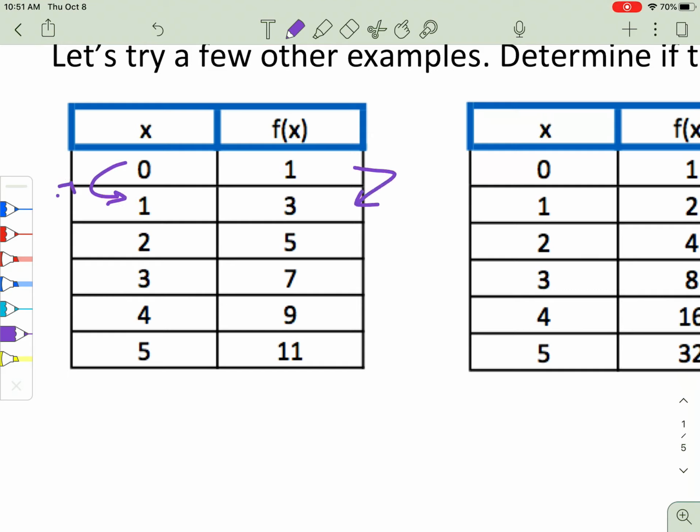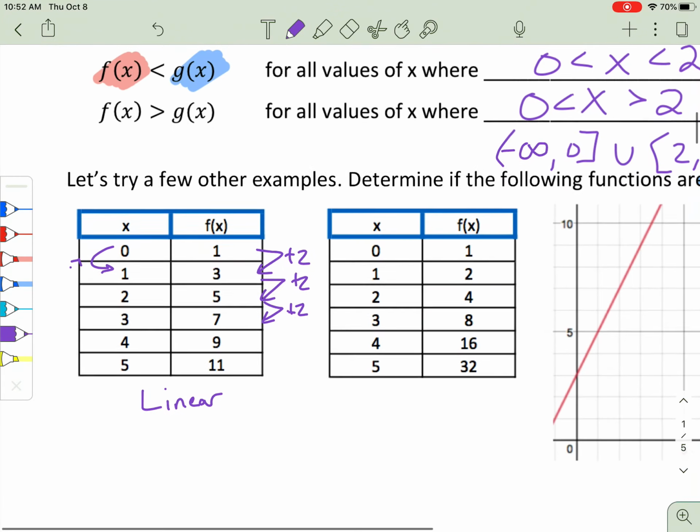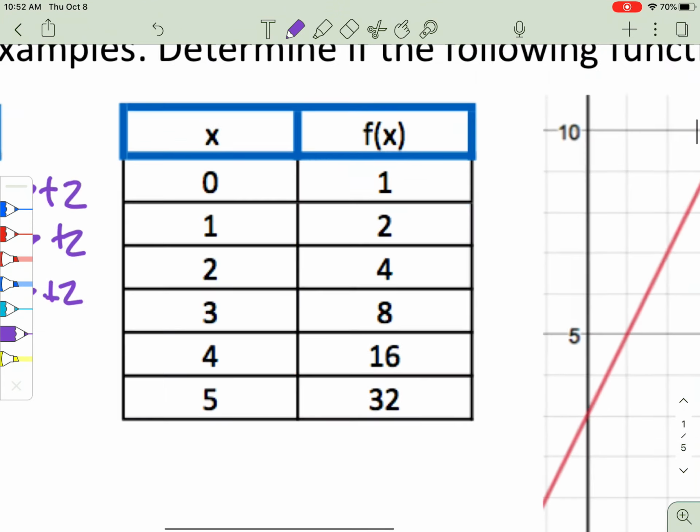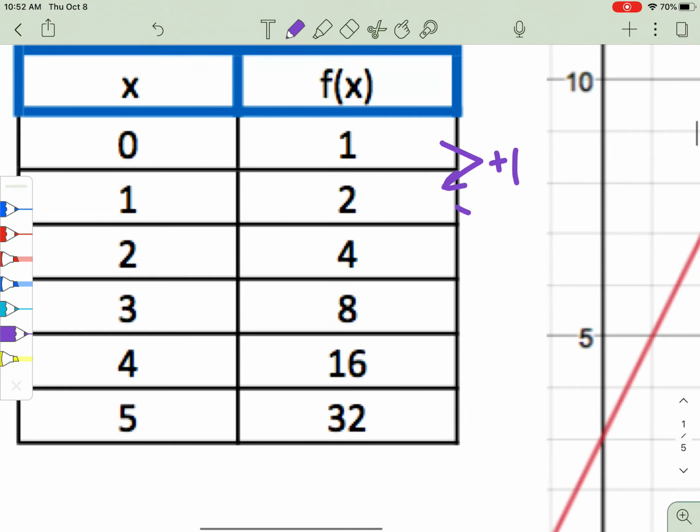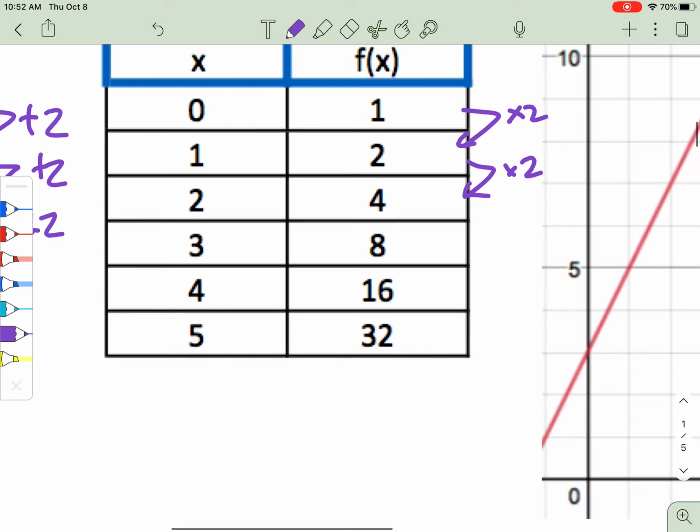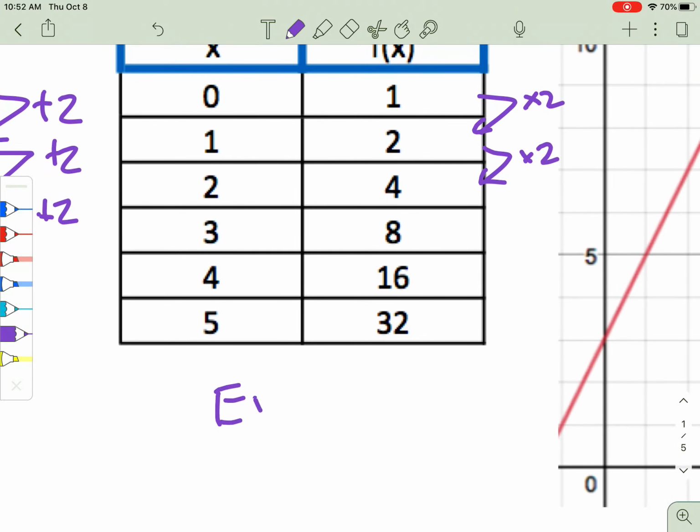And then we're going to check the y values and see how they go up. Do they multiply? Do they add? Do they subtract? Like, what are they doing? Well, in this case, they're adding 2. So this would be linear, because linear in arithmetic graphs add and subtract. Okay, this one goes up by 1, but then this one goes up by 2, so it can't be adding. Okay, so if I times 2, that gets me it. So this would be exponential, because it's multiplying by a common ratio.